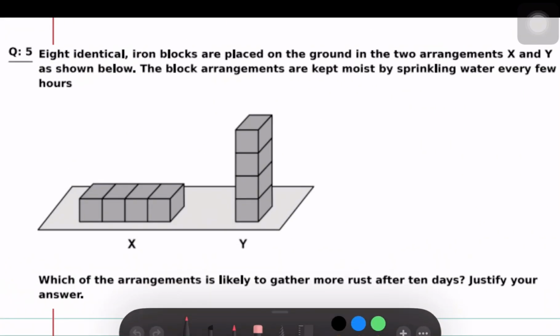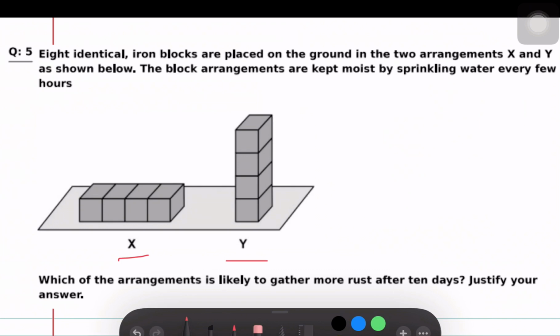Okay, 8 identical iron blocks are placed on the ground in 2 arrangements, X and Y. So basically they are identical iron blocks. They have the same surface area, but they are placed in different ways. The block arrangements are kept moist by sprinkling water every few hours. Which arrangement is likely to gather more rust after 10 days?